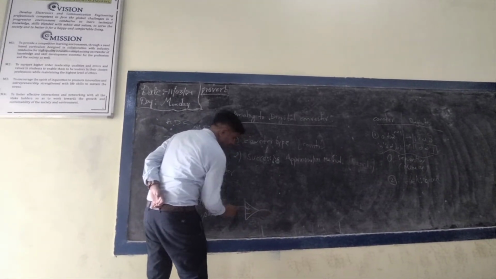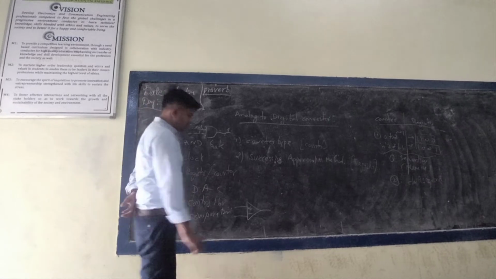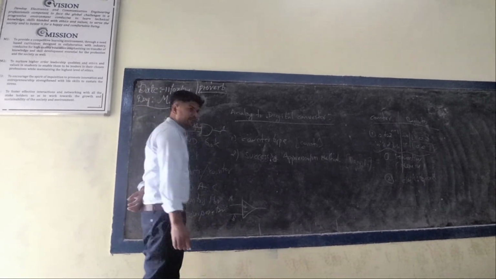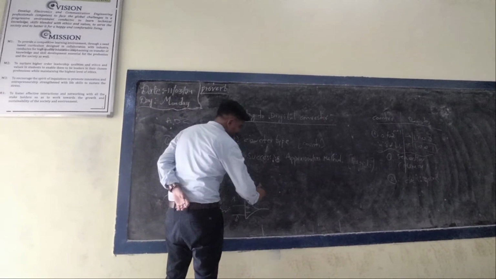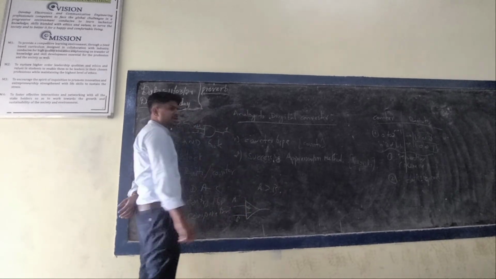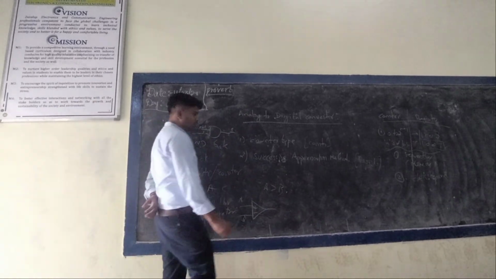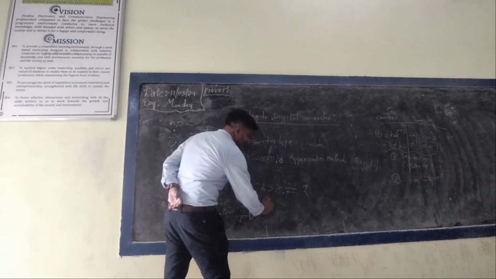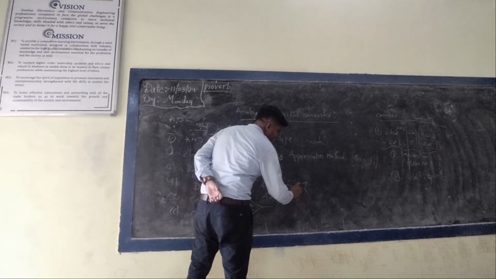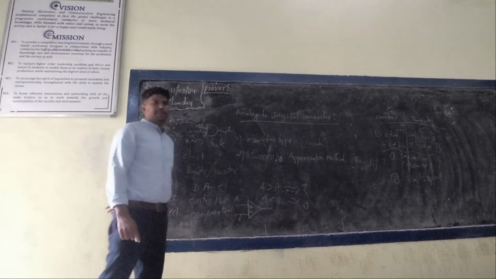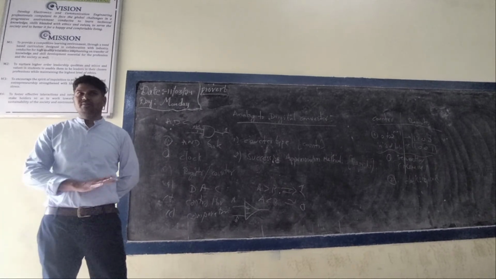What is the comparator behavior? We have plus and minus inputs. If data A is greater than data B, the positive data is greater than the negative data, and the output is 1. If A is less than data B, the output is 0. So this is the behavior of a comparator. Is that clear?